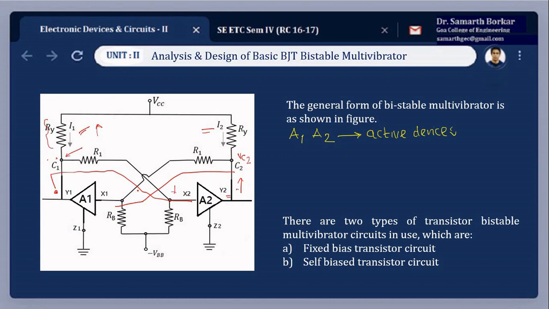The current I1 will keep on increasing and I2 will keep on decreasing, and this drives the circuit away from equilibrium. This happens due to the regenerative feedback used, and will occur only when the loop gain of the circuit is more than unity. So when we sit to design the circuit, the gain of the amplifier has to be always greater than 1. There are two types of transistor bistable multivibrator circuits. One is the fixed bias transistor circuit, another is the self-biased transistor circuit. In this video lecture, we'll be concentrating on the fixed bias transistor circuit.